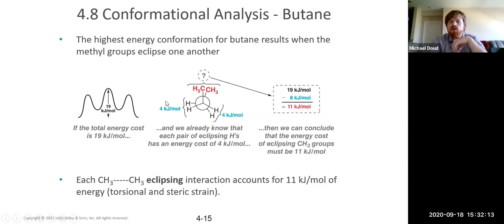We already found out before, remember, that hydrogen-hydrogen eclipses are 4 kilojoules per mole. So if we draw our least stable conformation here, what that means is, if you just do the math, we have two hydrogen-hydrogen eclipsing interactions to the left and to the right. So that costs 8 kilojoules per mole. What's left over is 11 kilojoules per mole. That is going to be the cost of the methyl groups here.